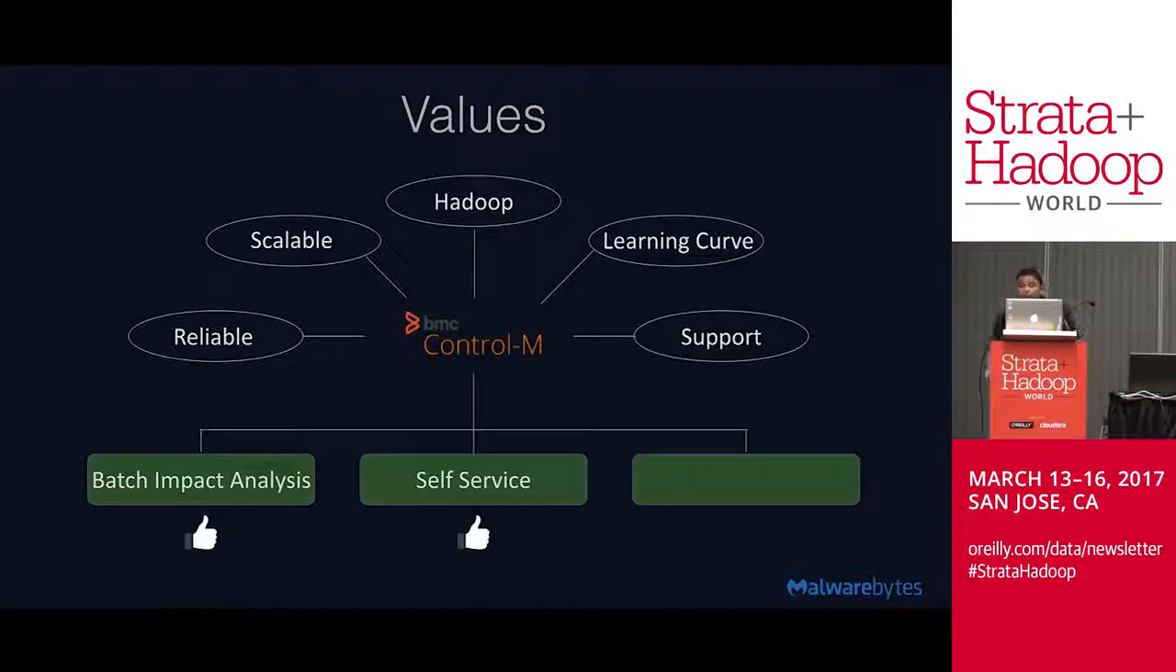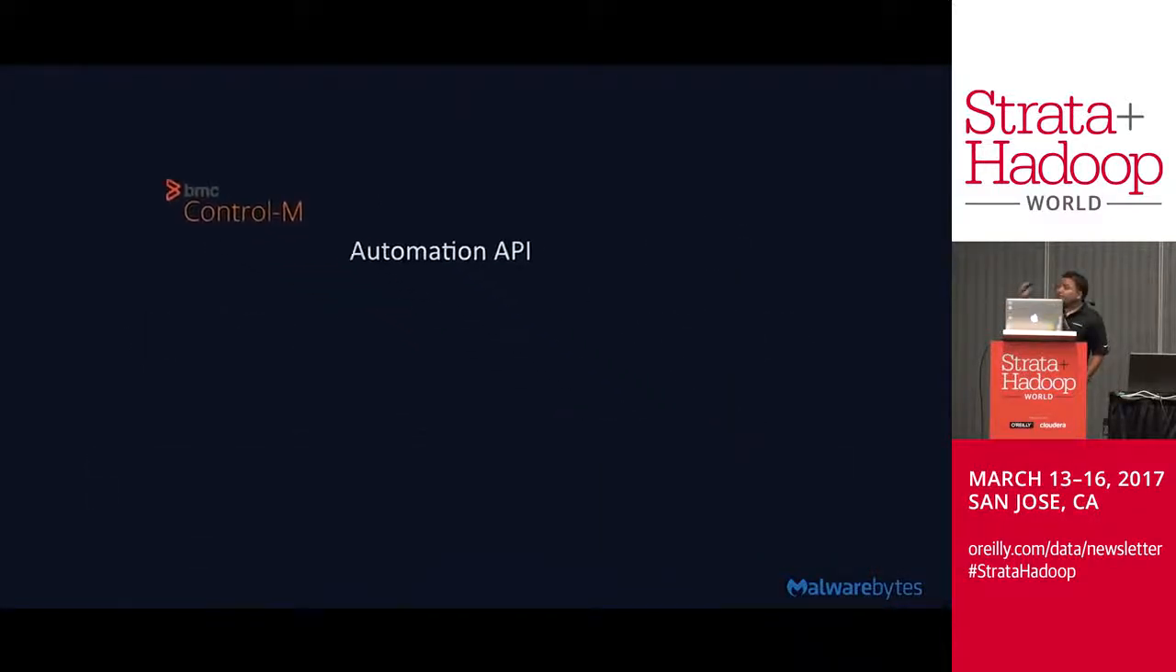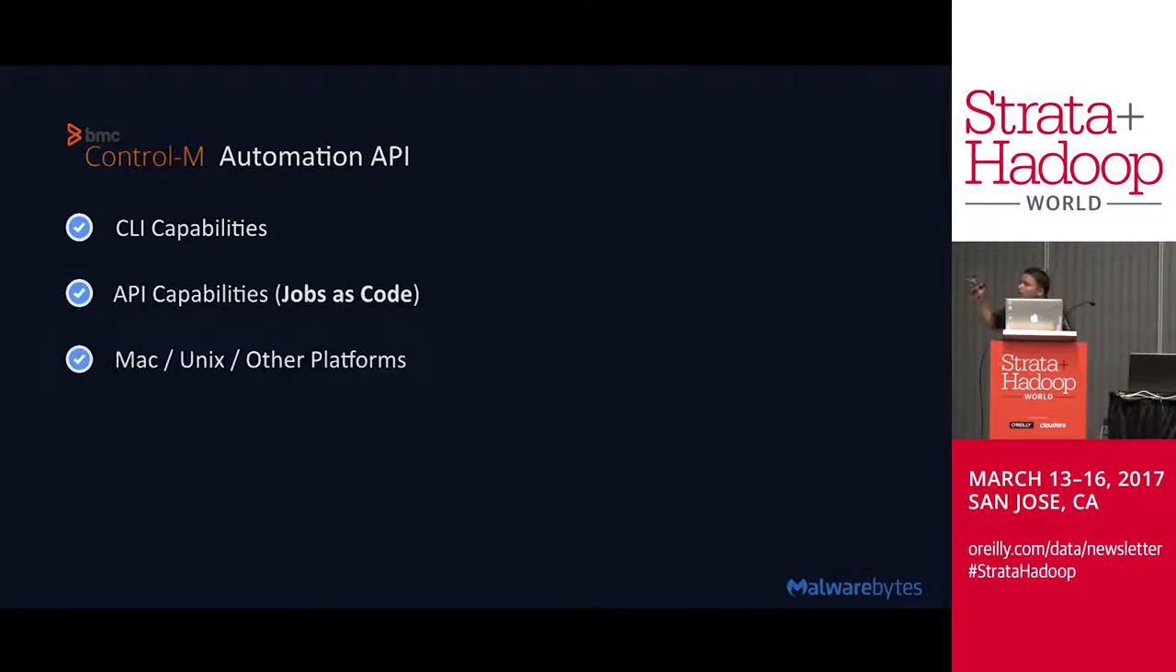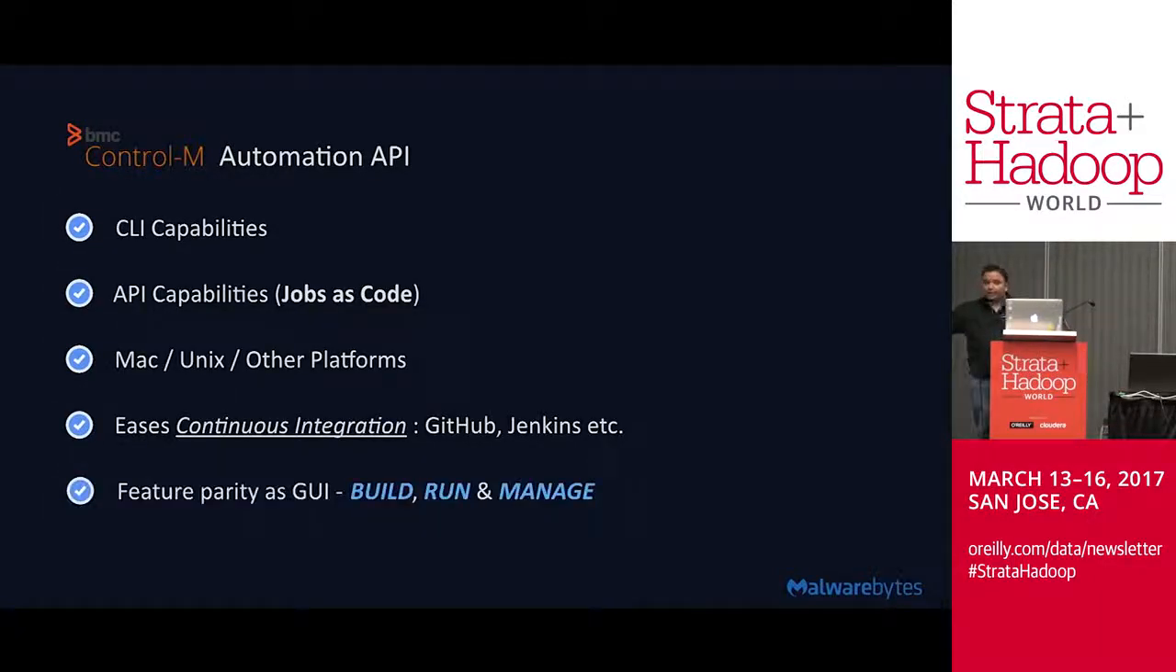We like that too. And these days, they're working on something called an automation API, and we loved it. The reason I say we loved the automation API is because it gives you the CLI capabilities for all those non-GUI guys, if you're into it. It gives you API capabilities. Basically, your jobs become code. So once your job is code, you can play around with it. You can embed it as a part of other code, etc.